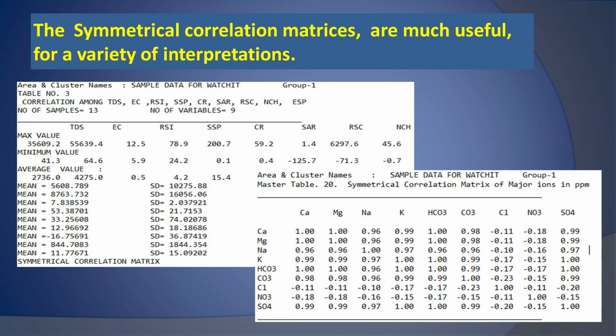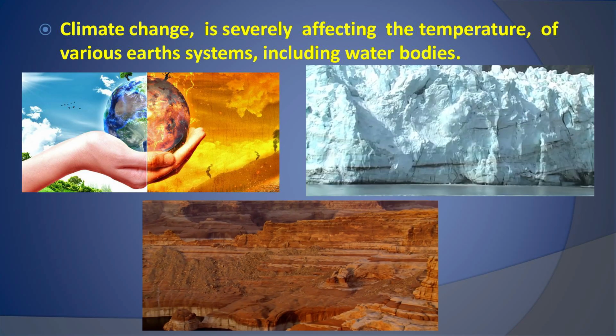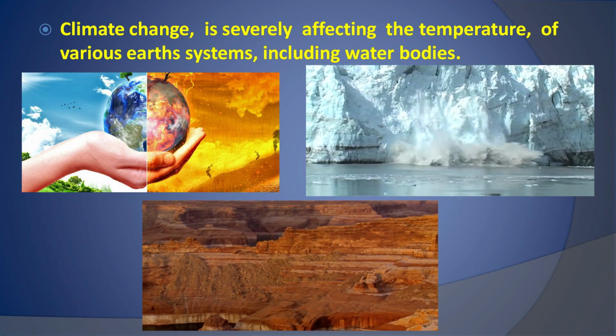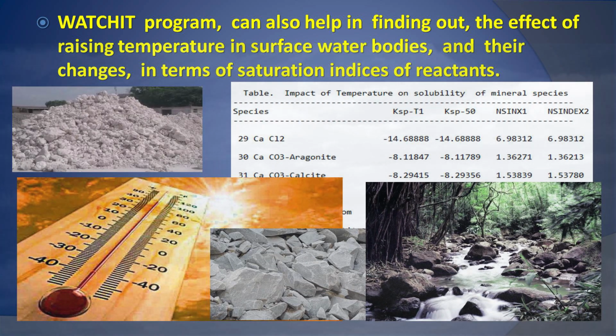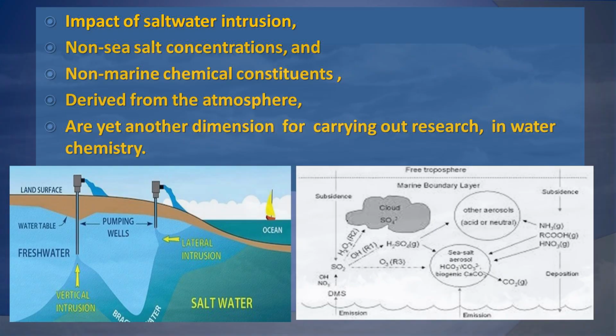The symmetrical correlation matrices are much useful for a variety of interpretations. Climate change is severely affecting the temperature of various Earth systems, including water bodies. Watchit program can also help in finding out the effect of raising temperature in surface water bodies and their changes in terms of saturation indices of reactants. Impact of saltwater intrusion, non-sea salt concentrations, and non-marine chemical constituents derived from the atmosphere are yet another dimension for carrying out research in water chemistry.